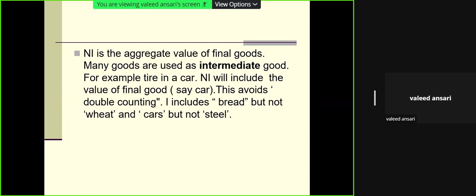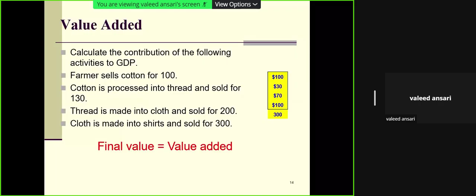So that is why only the value of final goods and services is included, not the intermediate. In other words, as I already explained, you will include the value of bread, not the value of wheat, and cars, because the value of bread includes the wheat and other things. We will include the value of a car, not the steel or other components. So that is why we look at it this way, and if there is a problem, then we only look at the value added.